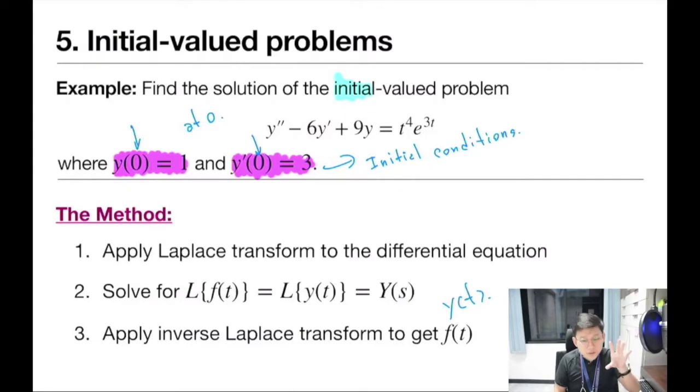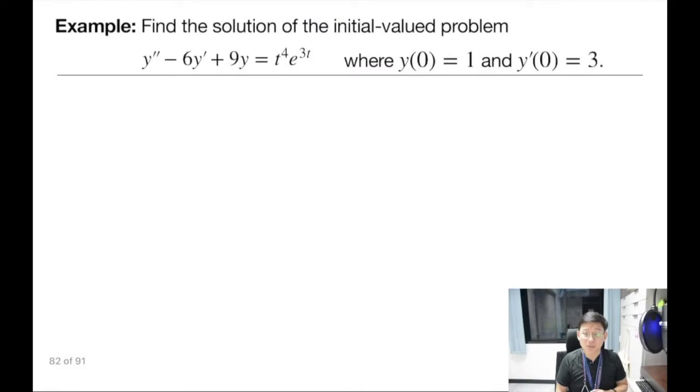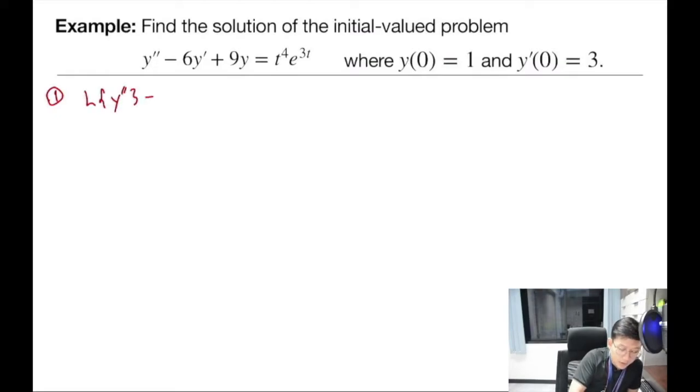Okay, but first let's just look at the equation. If, for example, this equation. First, I apply the Laplace transform to the whole equation. So I get the Laplace transform of y, second derivative of y, plus 6 times the Laplace transform of the first derivative, plus 9 times the Laplace transform of y, equals the Laplace transform of t to the 4 e to the 3t.